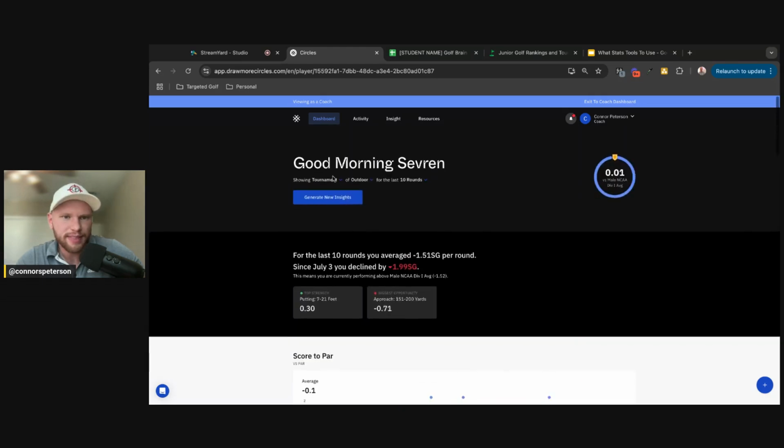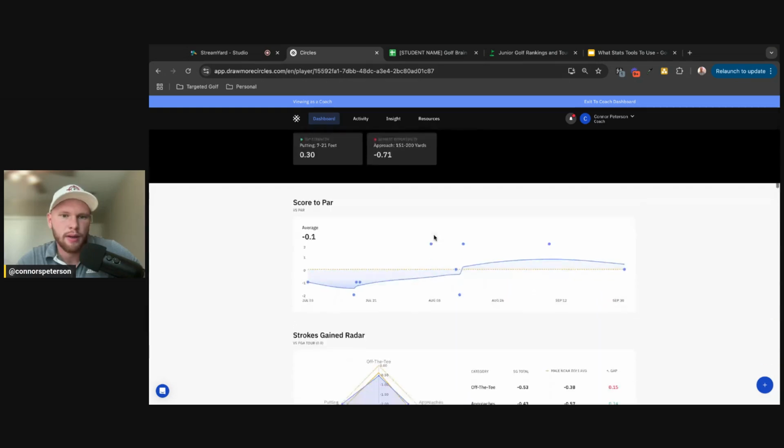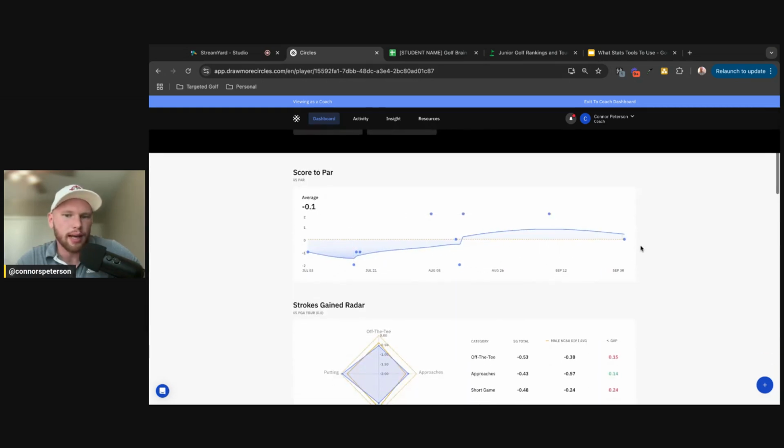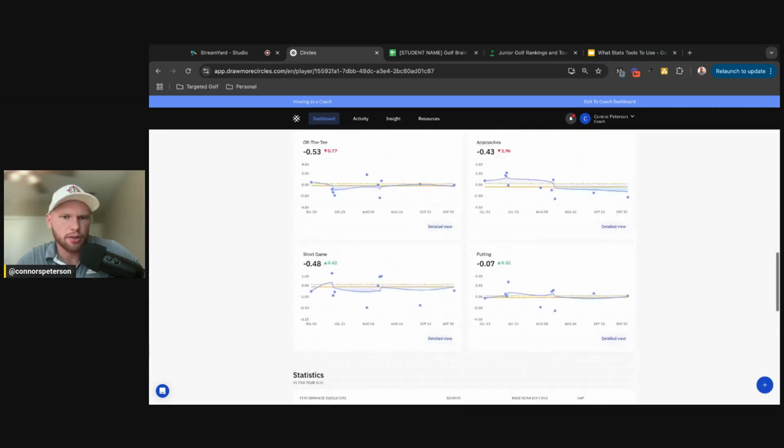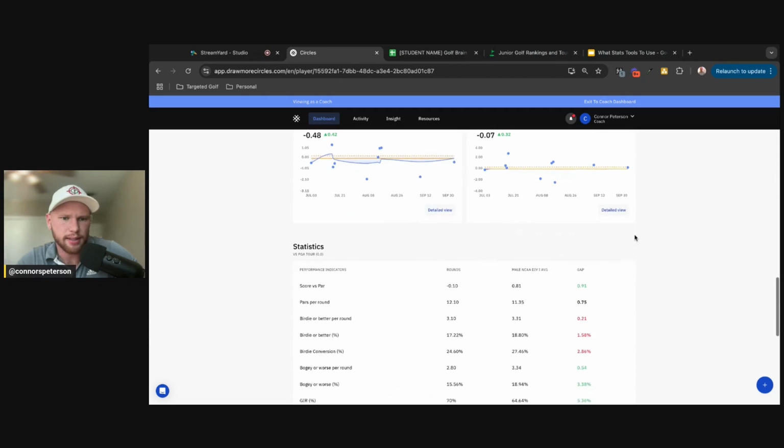So again, with Circles, you can separate out tournaments versus practice. We can get specific date ranges, and we can do custom date ranges. We're going to be able to see player trend lines, which is very valuable. And then I'll just show you guys how to get all these statistics that I just mentioned.